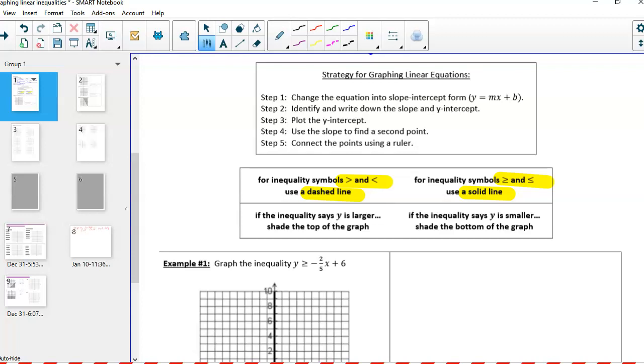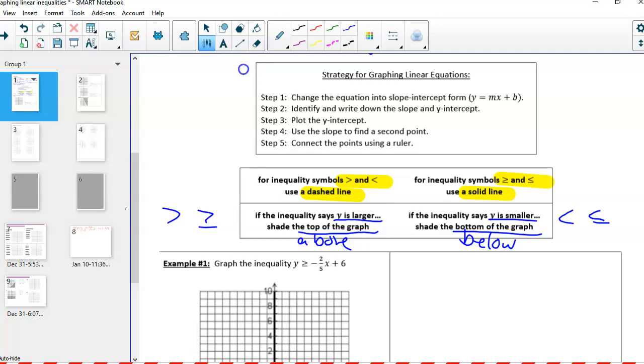Okay. Now for this part, anytime you have a greater than or equal to symbol, you are going to shade above the graph. Because that's what inequality graphs look like. Now, if you have something that is less than or equal to, you're going to shade below the graph. So that's what changes an equation to an inequality.